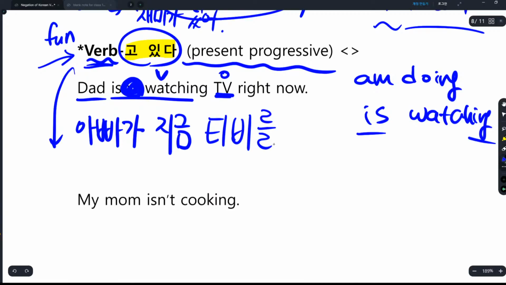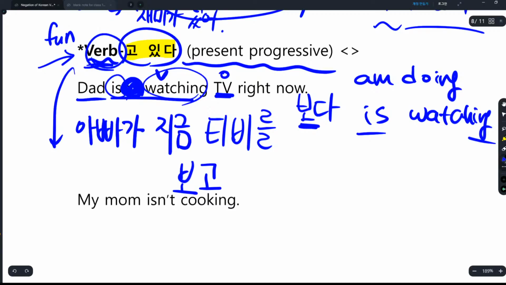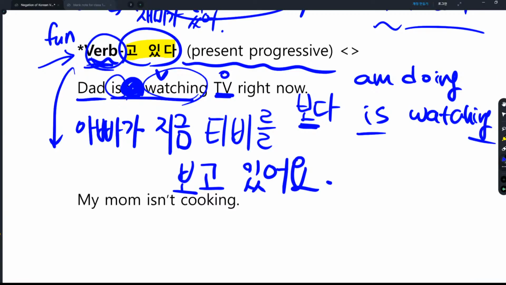아빠가 지금 TV를, and then if you want to say is watching, you can combine the verb stem. To watch is 보다, guys. So you combine the verb stem with 고 있다. 보고 있다. And since 보고 있다 is a base form, it has to be conjugated when used in a sentence. So it would be 보고 있어요. 아빠가 지금 TV를 보고 있어요 would be a translation of dad is watching TV right now.